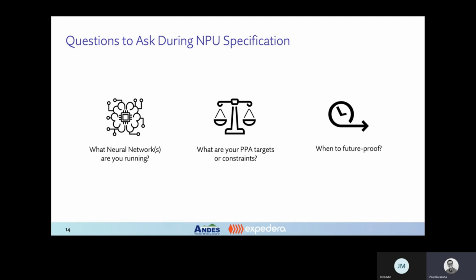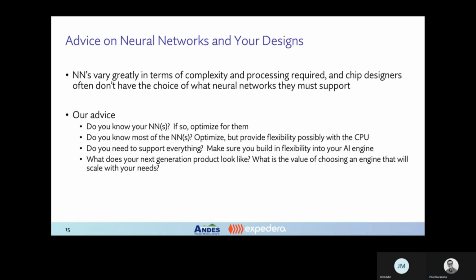So let's talk about questions to ask during your NPU specification. And we're going to go into detail on each one of these. We're going to worry about what neural networks you are actually running. What are your PPA targets or your constraints? And something that I think gets overlooked in a lot of specifications is when to future-proof. So let's go through each one of these. First, let's talk about neural networks in your designs. I'm going to use NN on the slides here, and that of course means neural network. Neural networks vary greatly.